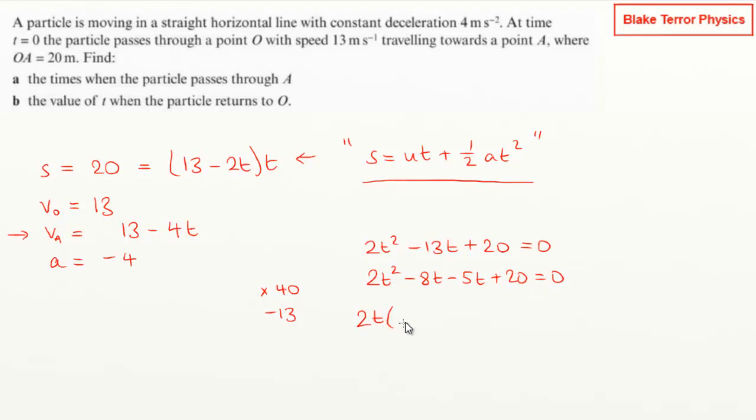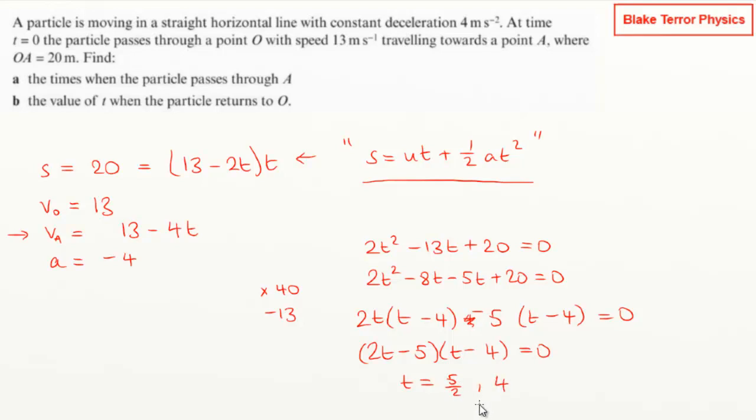We've got 2t times (t - 4), and then minus 5 times (t - 4), because we want to keep the (t - 4) the same. So (2t - 5)(t - 4) = 0. That gives us t = 5/2 or t = 4. So that's our two times when we're passing through A.